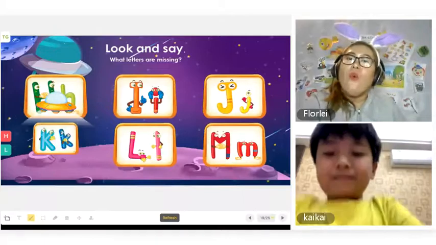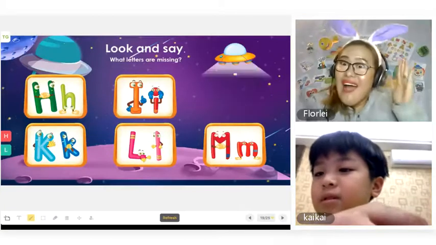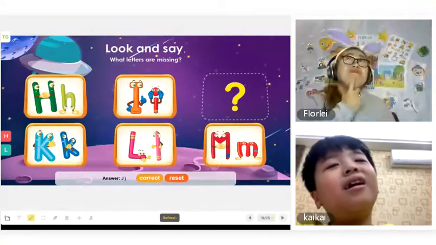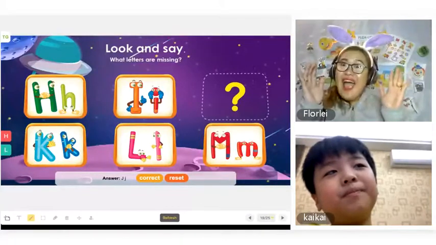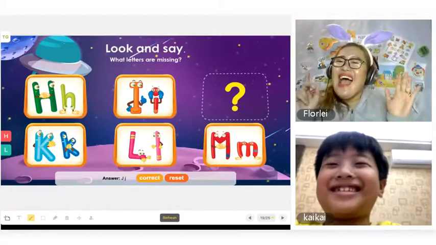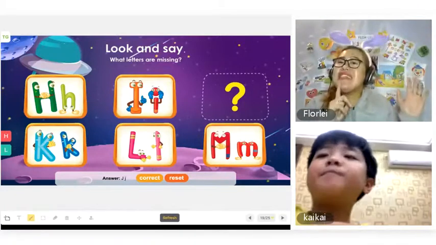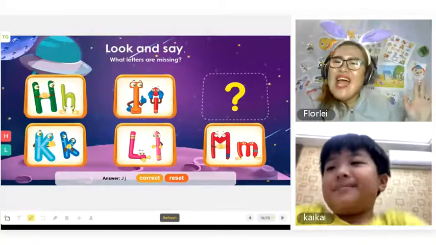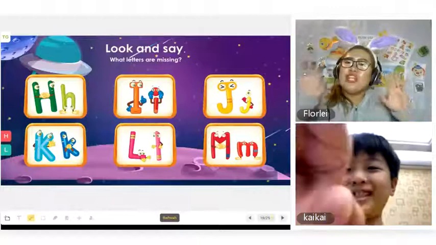Next. What did we take away? Look. What's that? Big J and small J. Big J. J is for jar. Very good. That was nice. Yay. Very good. Now let's go to the next page, page 20.